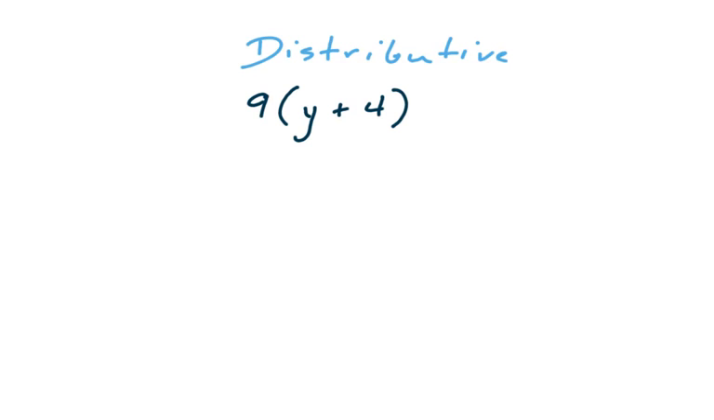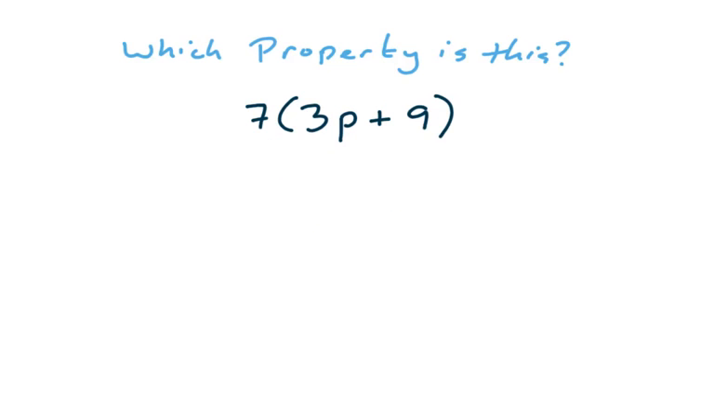Distributive property would look like this. This is where we take this 9 and we distribute it to each of the other numbers in the parentheses. So this would become 9y plus 9 times 4, 36. Okay, so that's using the distributive property. Let's look at one last one.